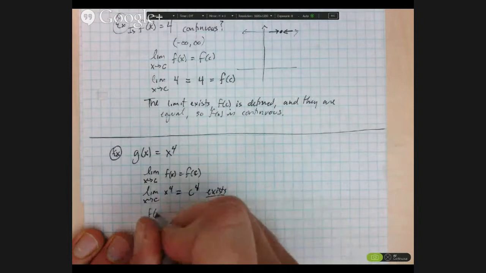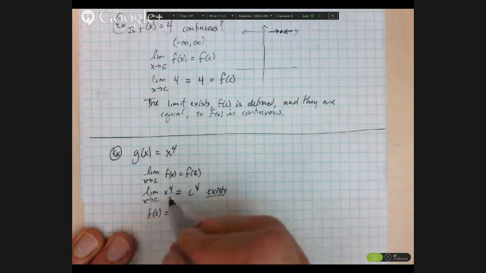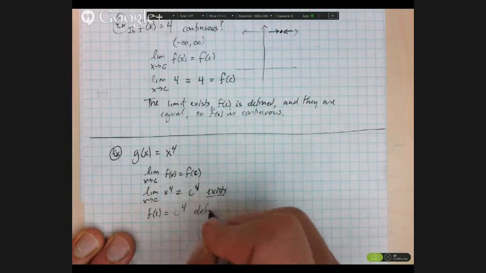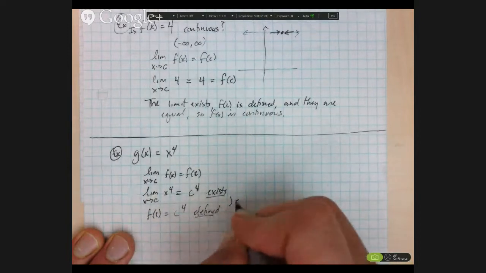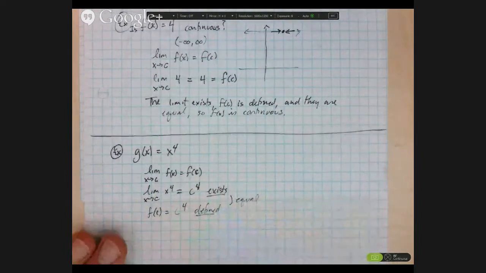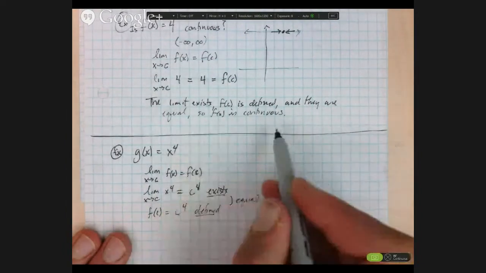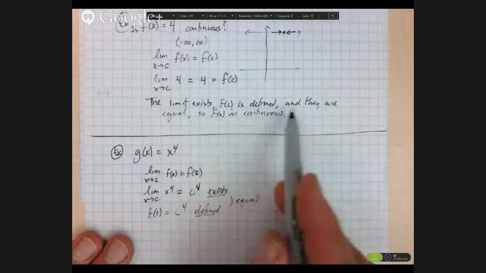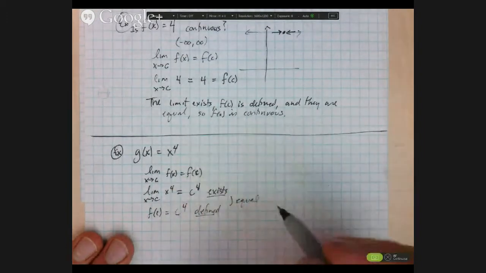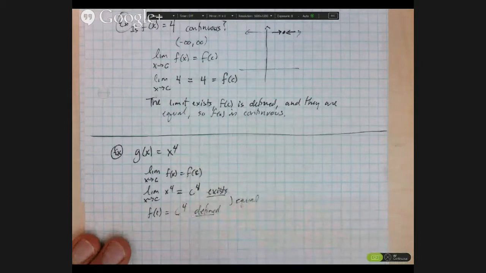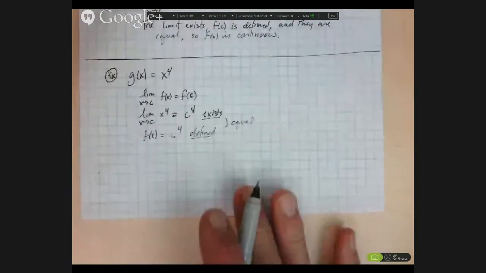Okay, what does f of c equal? Well, plug c in for x. Okay, it's defined. And we know they're equal. It's because we've shown that. So we can, again, make another statement. The limit exists, f of c is defined, and they are equal, so f of x is continuous. Okay, a different way to show it.